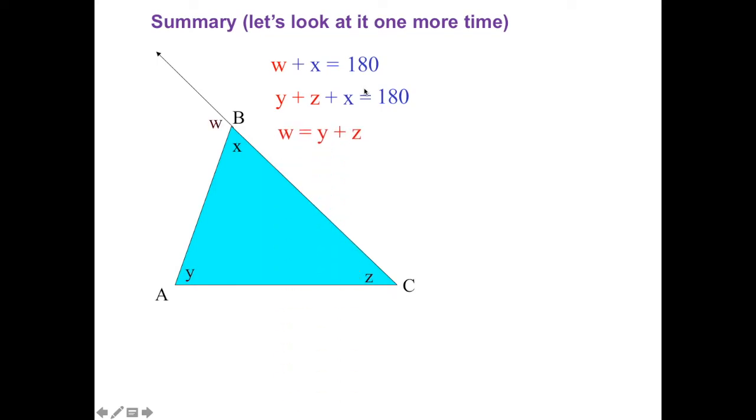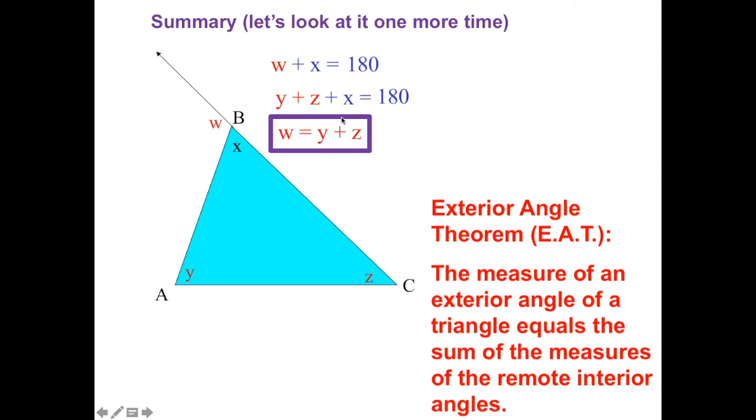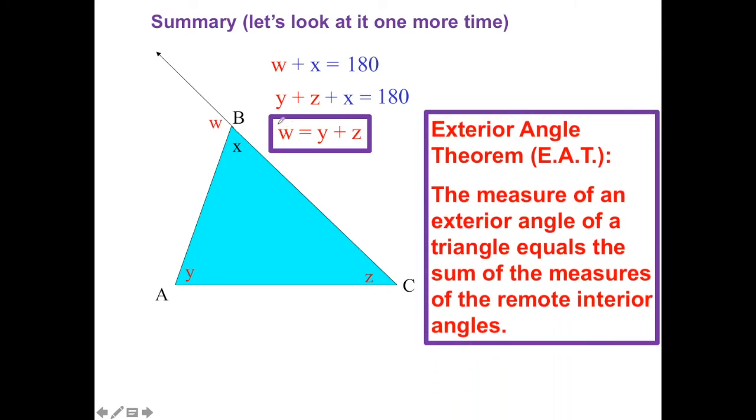Transitive property right there. That's right. W plus X equaled 180. And Y plus Z plus X equals 180. So this sort of skipped over a step right here, but what I probably would have said between is that, transitive property, W plus X equals Y plus Z plus X.